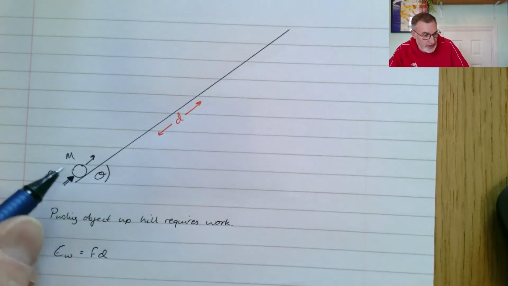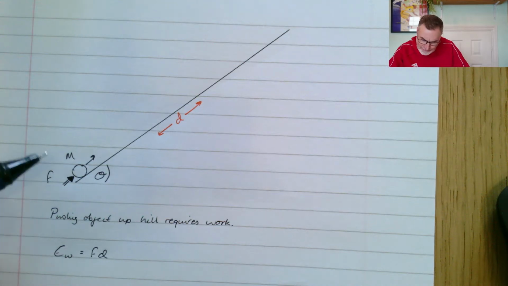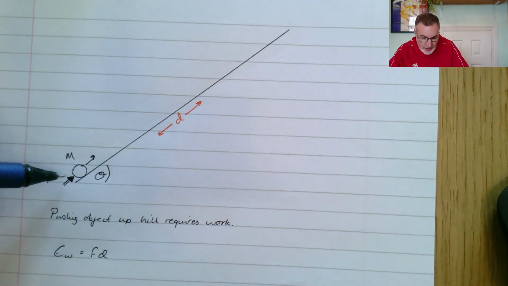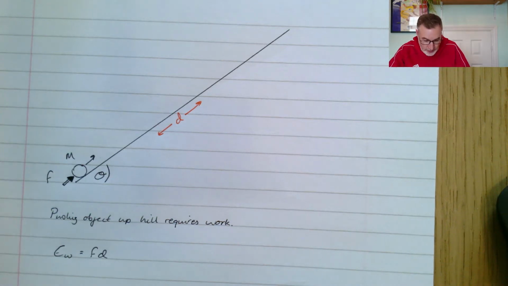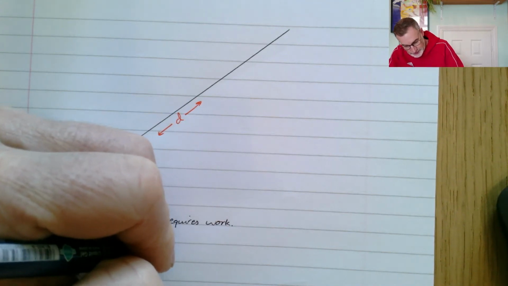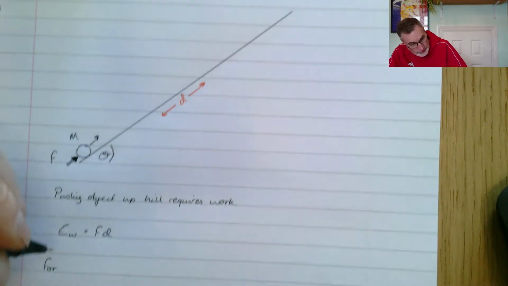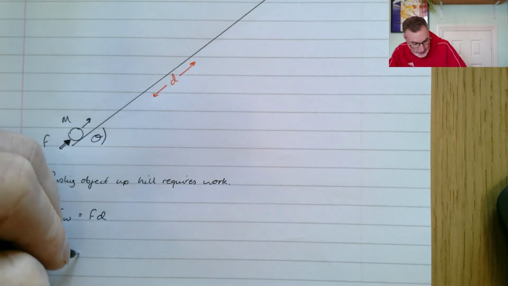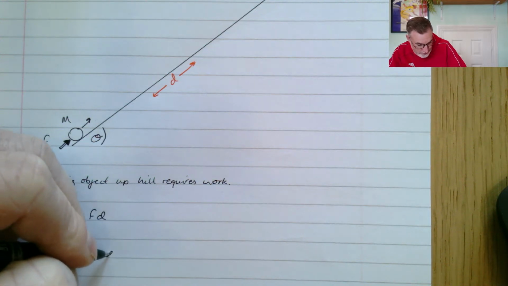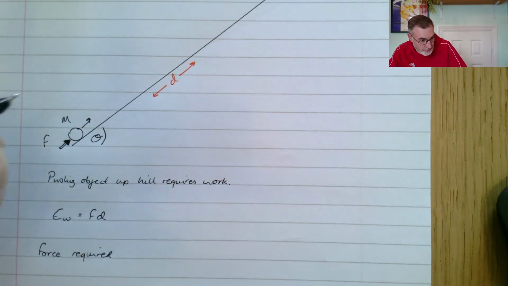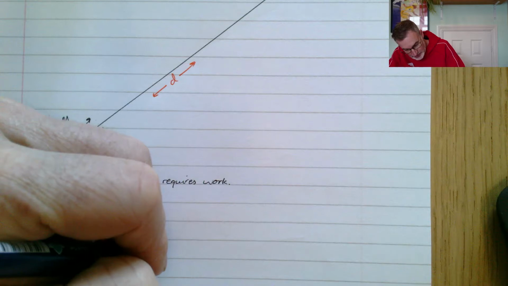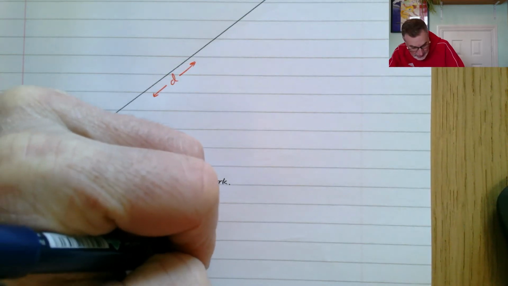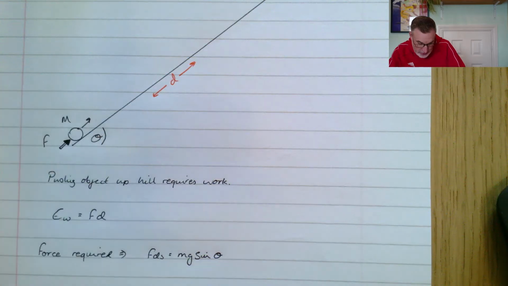Now in this case, if we're going to push it at a constant speed, then the force that we have to apply to it will have to be equal and opposite to the downslope component of force. That's the only thing. So the force required is going to be the force downslope, which is equal to mg sine theta.